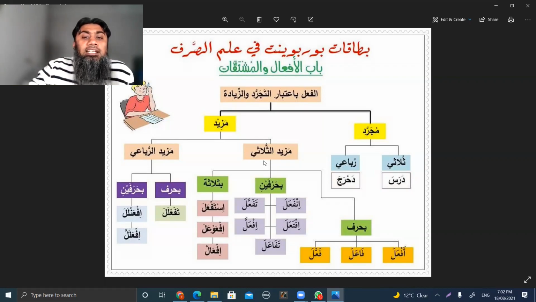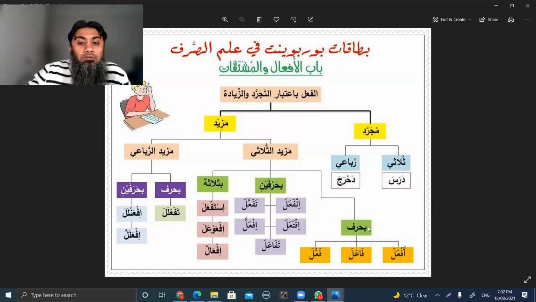So, in the case of Mazid as-Sulasi, which means when some letters are added to three letters, there can be three possibilities. Number one possibility is biharfin, which means you only add one letter to three. Examples are fa'ala, af'ala. You see, ain has been doubled in fa'ala, and in this case, an extra alif, fa'ala. In this case, an extra hamza in the start, af'ala, akhbara, aslama. You see all of these words. So sometimes with the three original letters, only one letter is added.